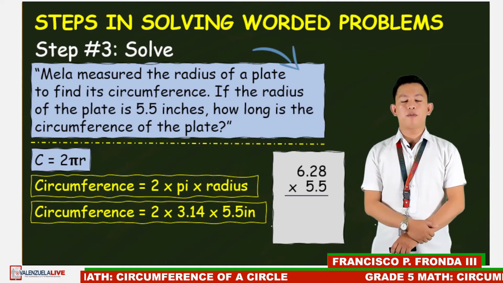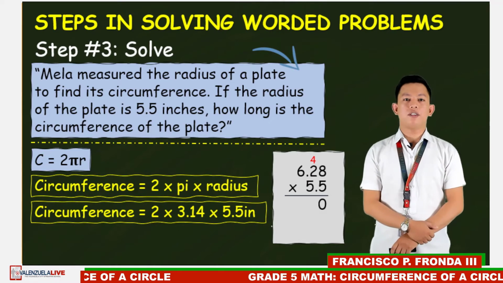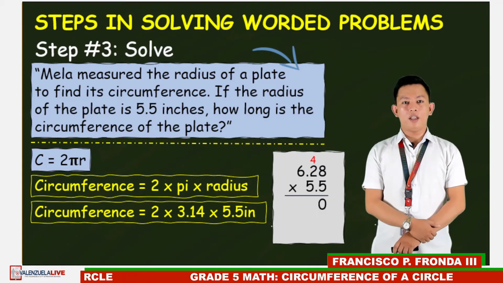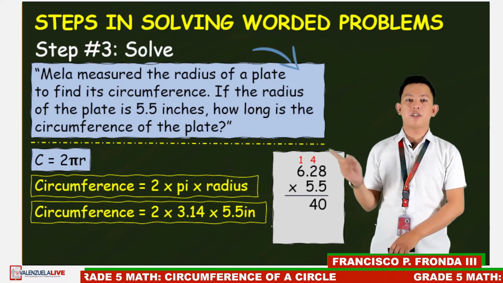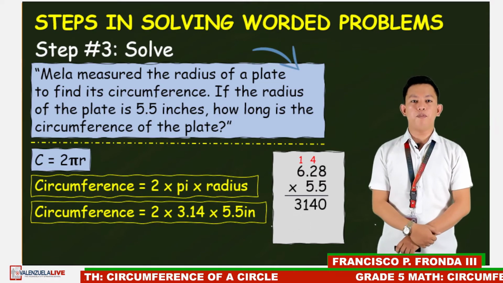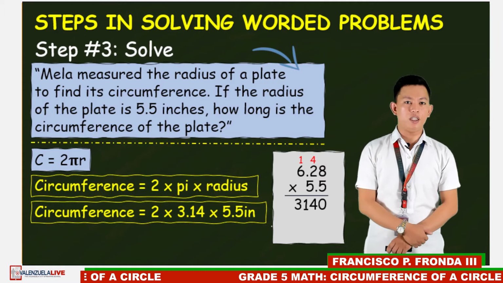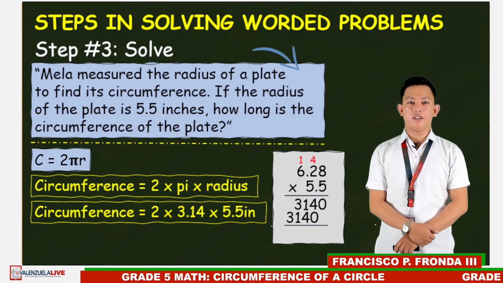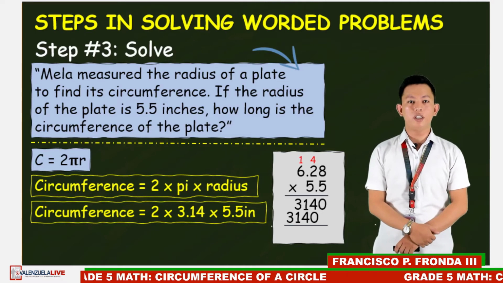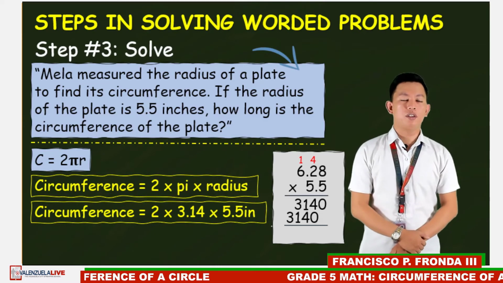We have 5 times 8, the answer is 40. 5 times 2, the answer is 10 plus 4, the answer is 14. Regroup 1. 5 times 6, the answer is 30 plus 1, 31. Then multiply again by the value of 5. 5 times 8, the answer is 40. Regroup 4. 5 times 2, the answer is 10, plus 4 is 14. Then 5 times 6, the answer is 30, plus 1 is 31.